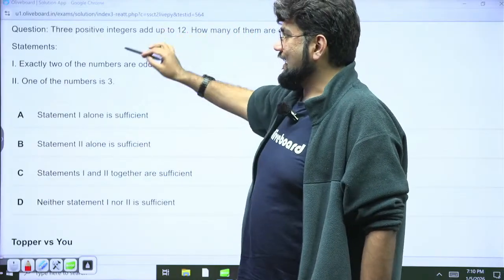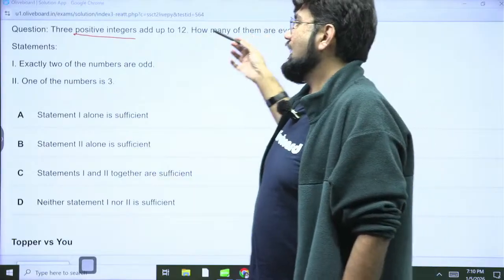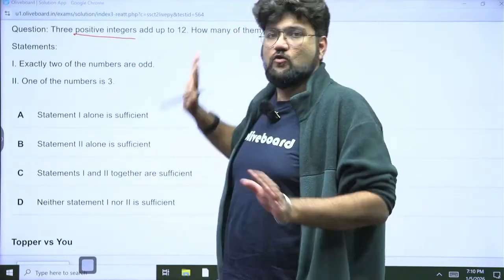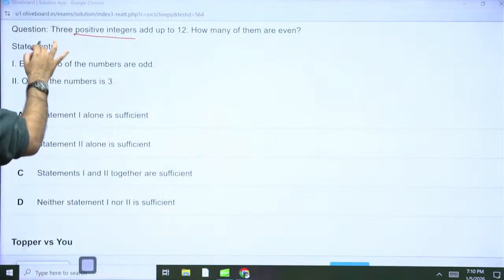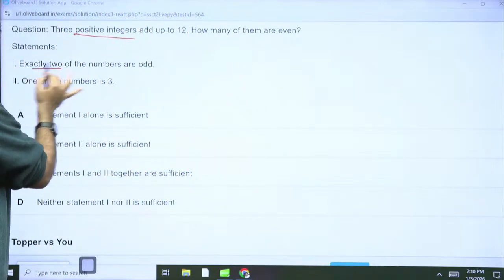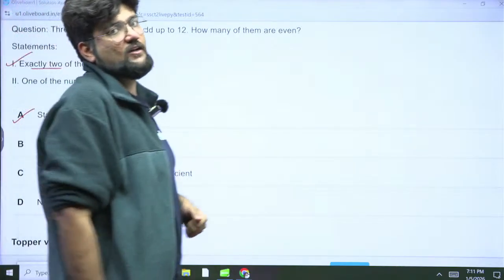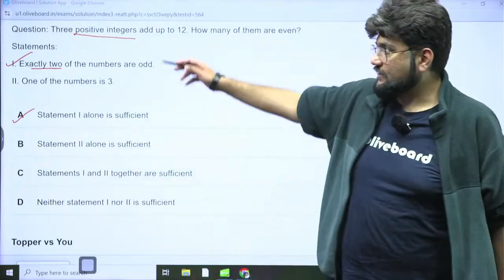Okay, exactly 2 of them are odd. So all 3 are positive integers. This is clear, right? They are asking us how many are even. We don't know which one is even, but we are only interested in how many are even. If the first one is telling us exactly 2 are odd, that means only 1 is even, no? So 1 alone is sufficient. Again, there is no either or here. So technically, you should have ticked on 1 and moved ahead.